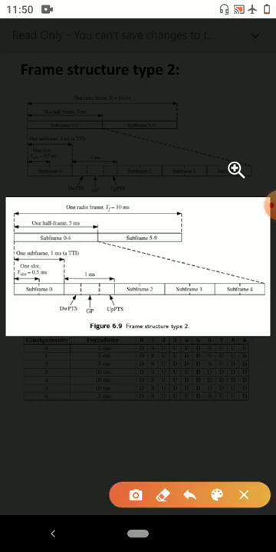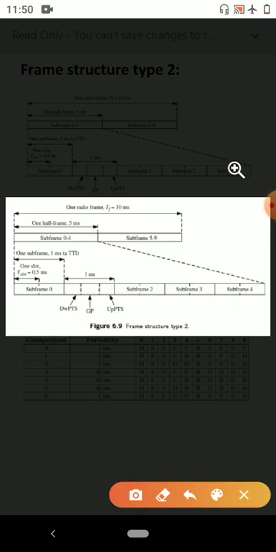Next, the uplink pilot time slot, that is UpPTS. This is the uplink part of the special subframe and has a short duration with 1 or 2 OFDM symbols. It can be used for transmission of uplink sounding reference signals and random access preambles.